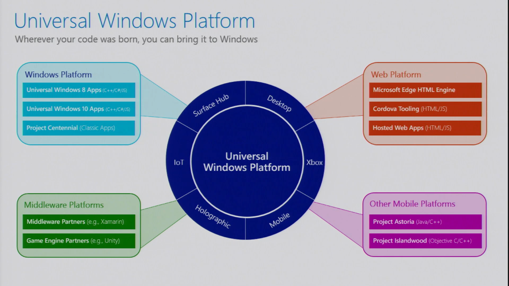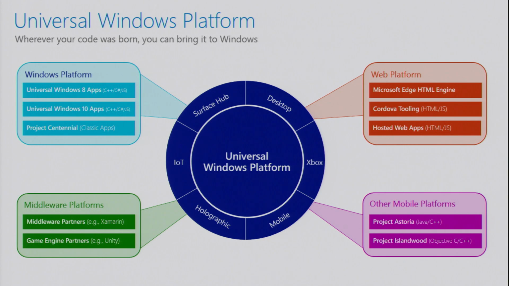Now, for the lower right corner, this may be the most interesting part, because Microsoft will be providing two bridges. One of them is called Project Astoria. The other one is called Project Islandwood. These two bridges will let developers bring their Android and iOS applications directly onto Windows 10 as a universal Windows platform.